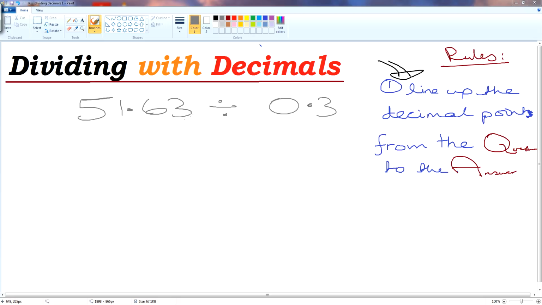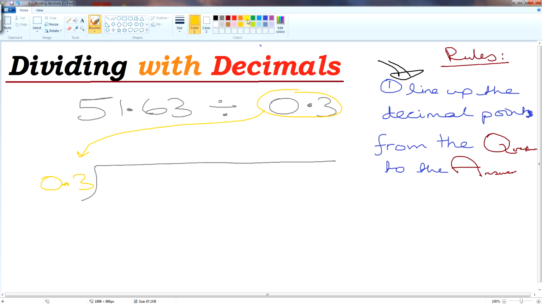Now, as we said before, when we do this type of question, we have our bus stop here. Now, the second number that we're dividing by will always go first. And the first number will always go inside the bus stop in the shelter.